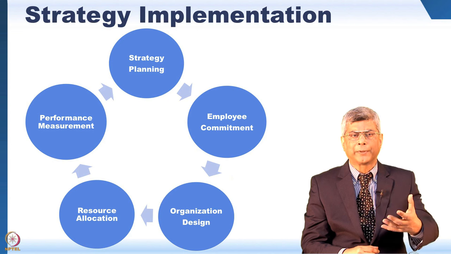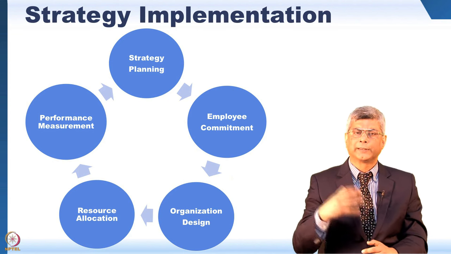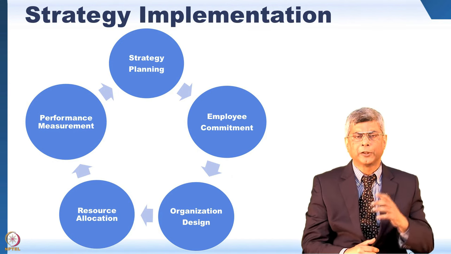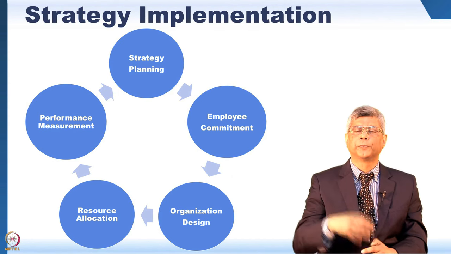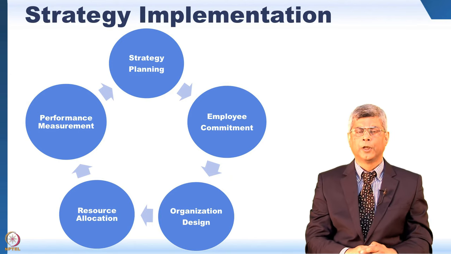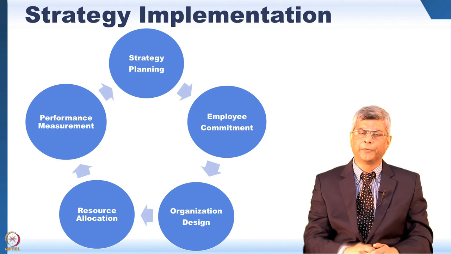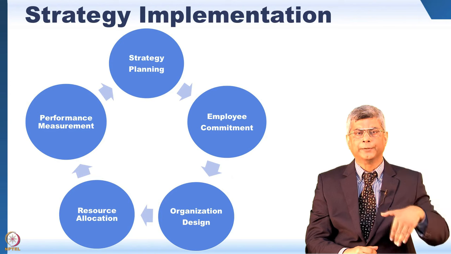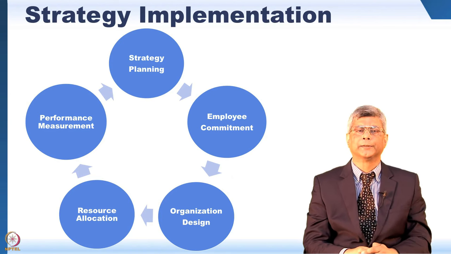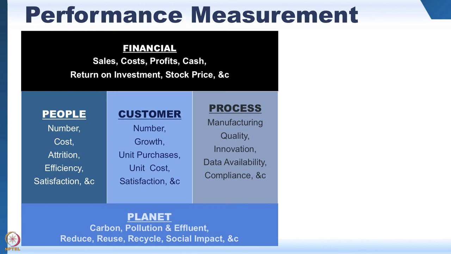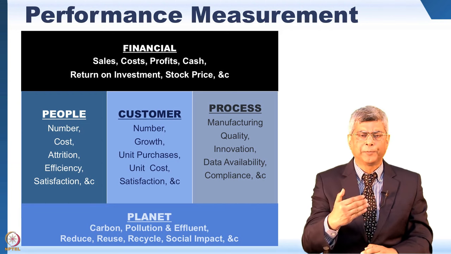And therefore, you have to allocate resources. Resources can be money, which can be a new plant, a new factory, a new technology. It could be a new advertising campaign. It could be a new brand. But as you do all of these, you have to keep measuring. If I'm putting in new money and I'm changing my product and I'm advertising differently, am I getting the money back? So you have to measure performance, and it keeps going around based on how the performance is.